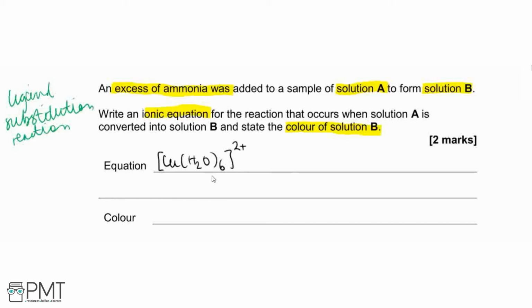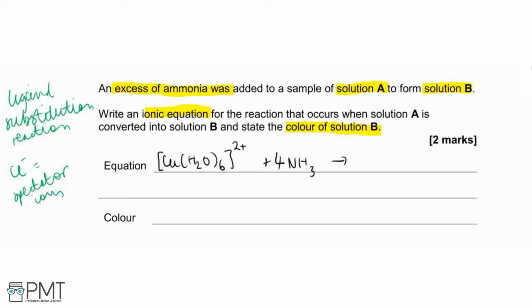Therefore, they're just going to be spectator ions, so we don't need to include them for this equation. They don't need to be included in our ionic equation. And we're adding our ammonia. This is one of the ligand substitution reactions which you need to be able to learn and recall for this question. For this particular reaction, we substitute out 4 of the water molecules for 4 ammonias.